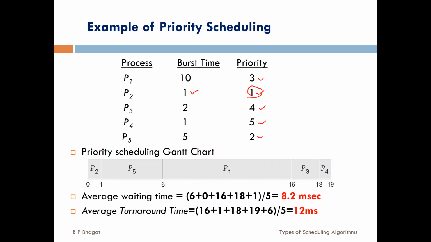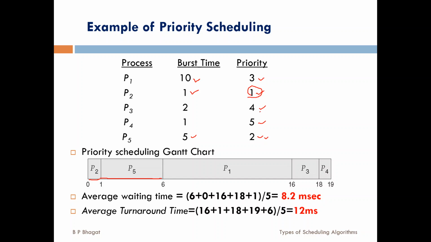So first of all, the process that gets executed is P2 for the burst time, that is 1 millisecond. The second highest priority is P5 with the burst time as 5. So P5 is executed from 1 to 6, that is a total of 5 milliseconds. And then the next priority is process P1 with the burst time as 10. So from 6 to 16, that is 10 milliseconds, the P1 process gets executed.